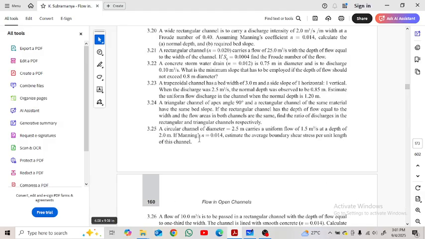You can also find out the boundary shear stress by using the gamma R S naught formula over here. So understand, you need to calculate the hydraulic radius R, and you must have the S naught bottom slope. Okay, so this is also an important one, 3.25 here. This is also important. You can go through this question.